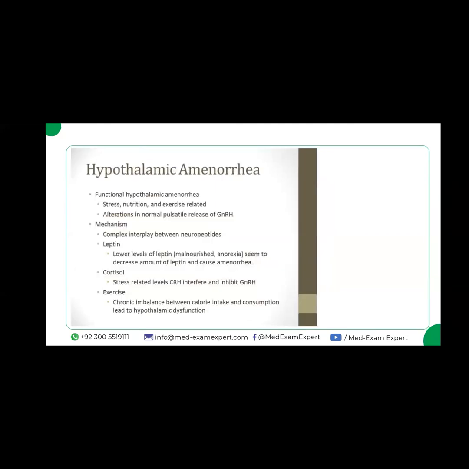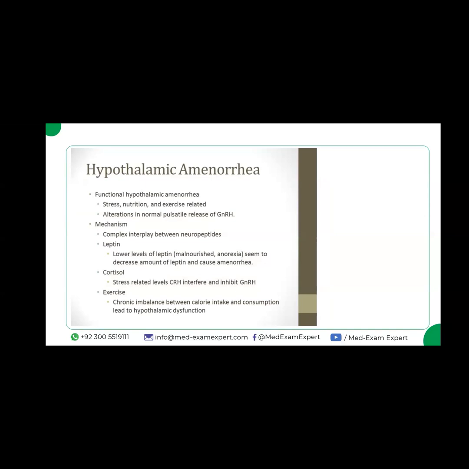So what is hypothalamic amenorrhea? Functional hypothalamic amenorrhea is related to stress, nutrition, and exercise. There is alteration in the normal pulsatile release of gonadotropin-releasing hormone. There is a complex interplay between different neuropeptides, and when there is disruption, this can lead to amenorrhea in the patient.